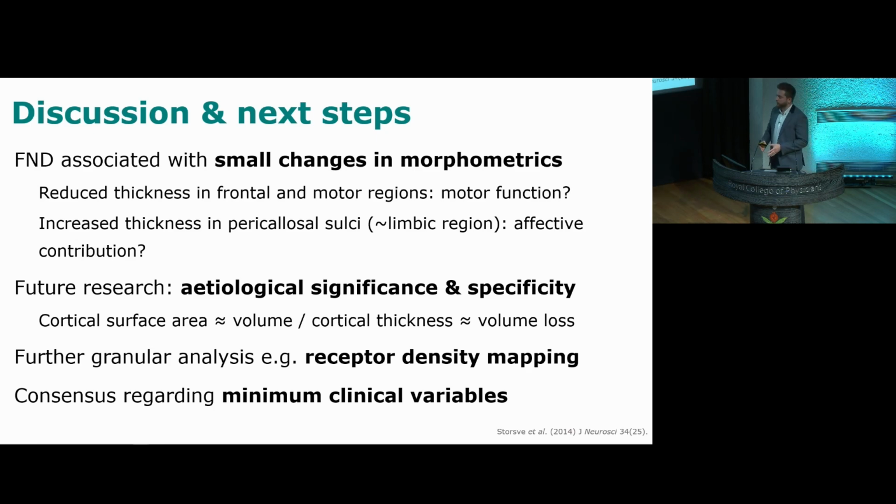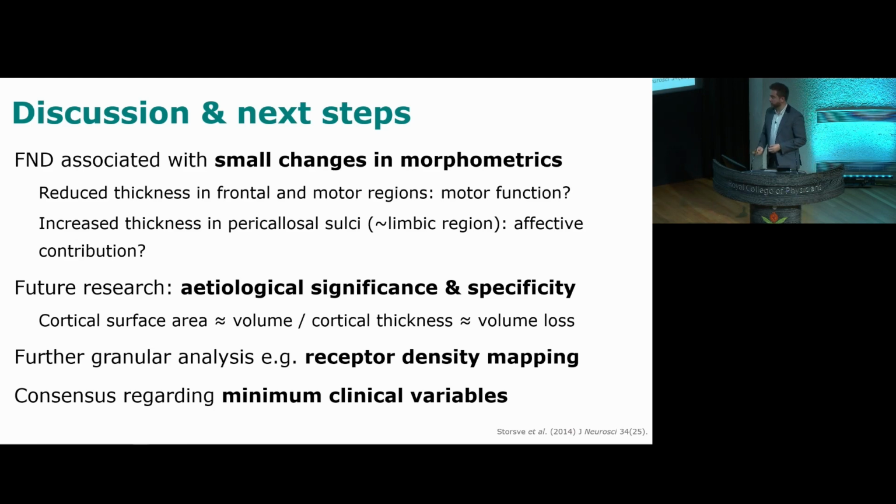And there are avenues that we can use from these results to think about future research, particularly as we know that cortical surface area and thickness are orthogonal components, with cortical surface area being a better representation of underlying volume, whereas cortical thickness is more affected by volume loss through life.